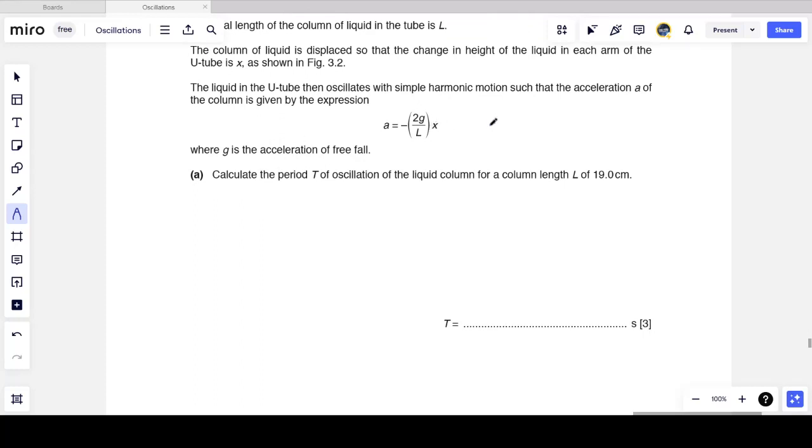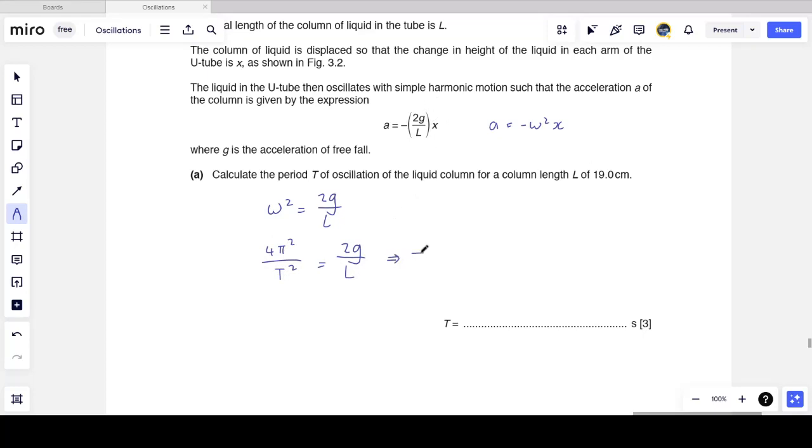Well, what I can tell is that a is minus omega squared x, which means that omega squared is 2g over L. I want the period, and omega is 2 pi over T, so omega squared is 4 pi squared over T squared, which is equal to 2g over L, the thing in brackets.